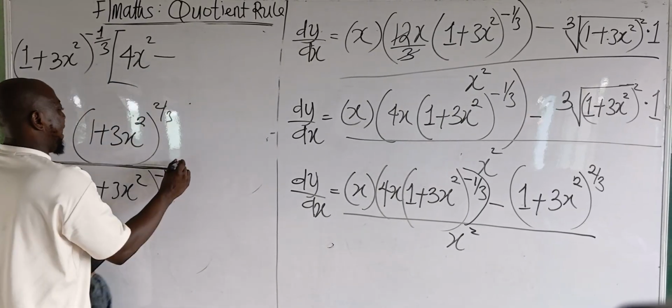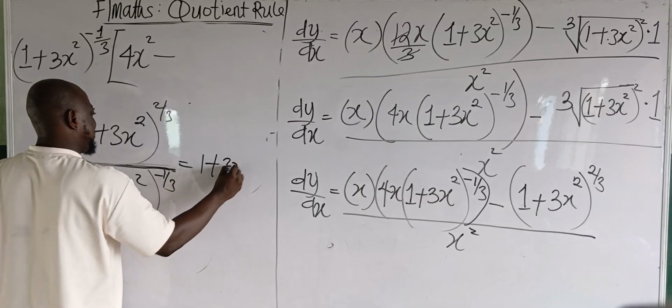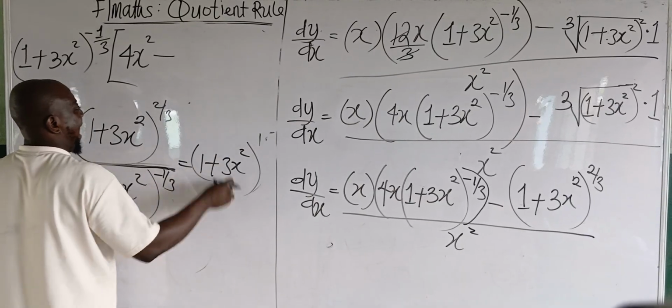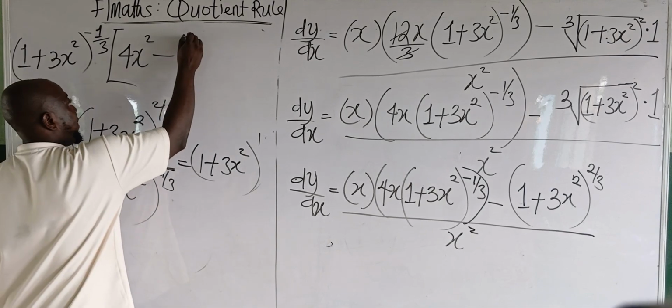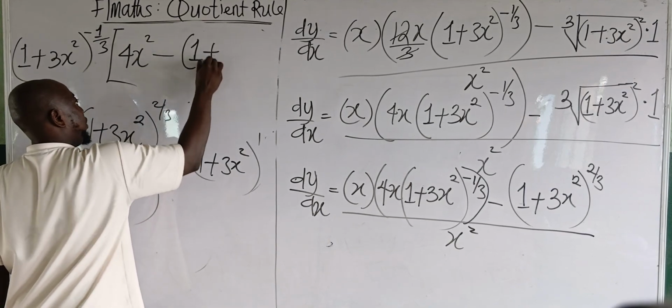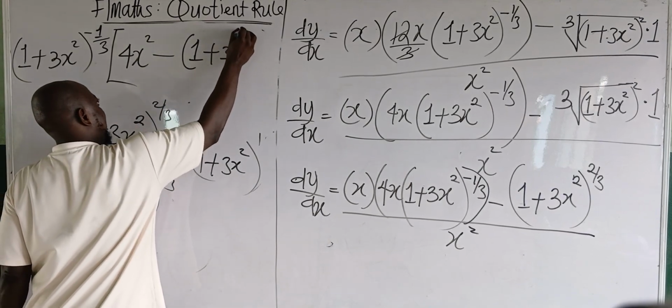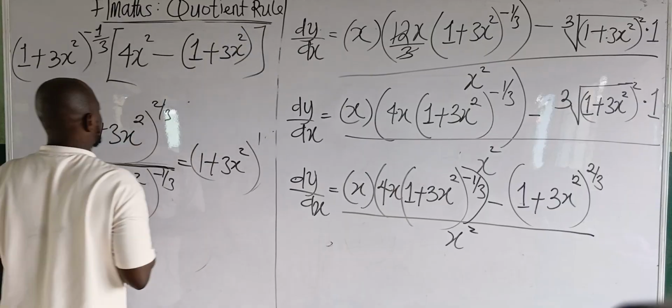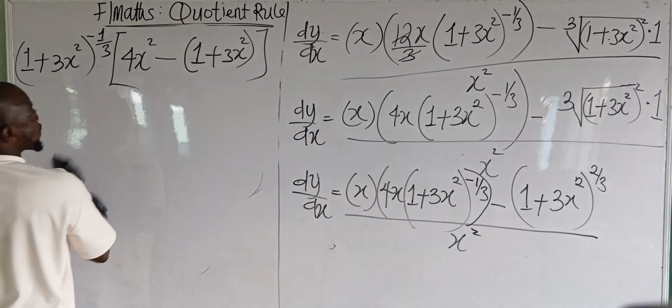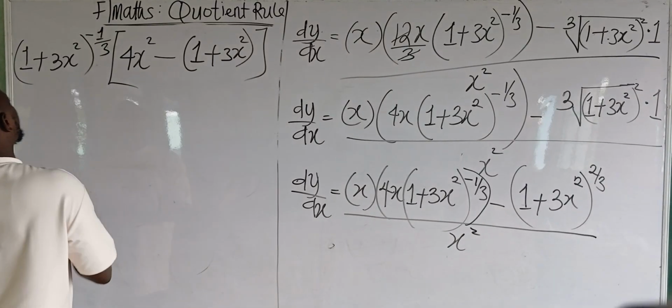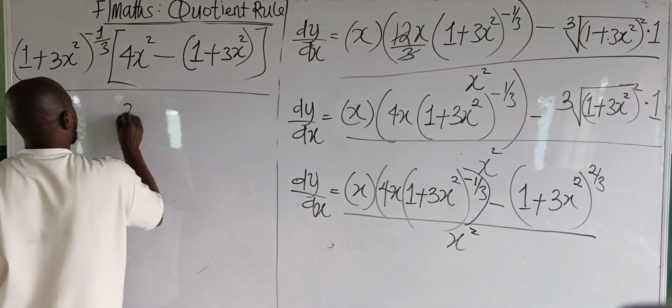That means the 1 will be on top of this value. And anything raised to the power of 1 is this same value back. So I will just repeat 1 plus 3x squared. This is what I'm going to repeat now. So take this one off here. Don't forget we have all over x squared.